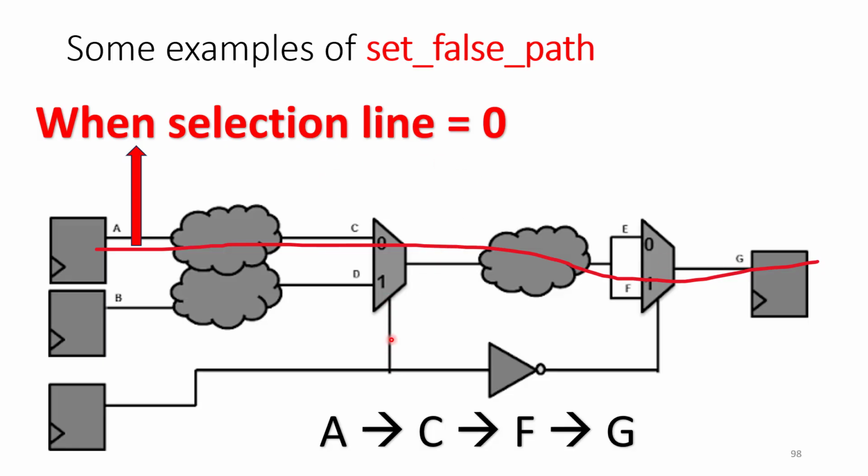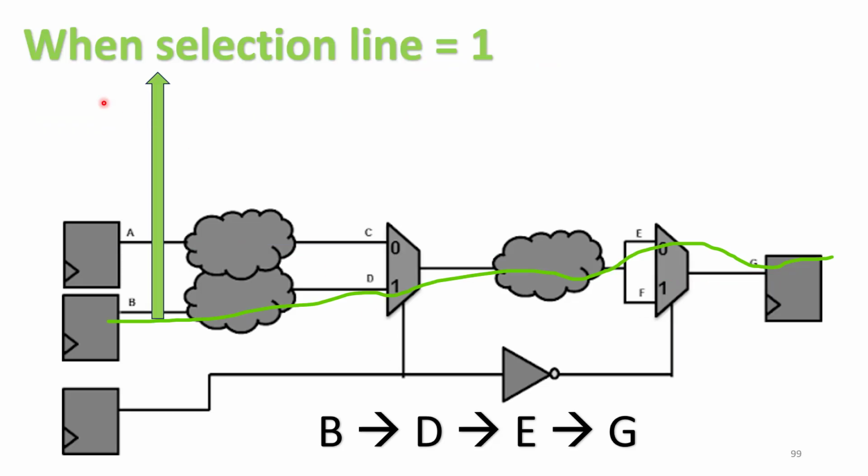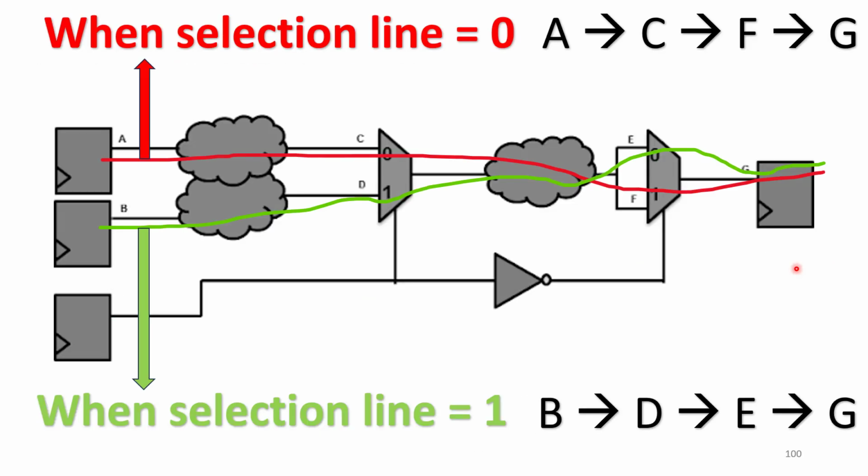Means here if selection line is equal to 0. When selection line is equal to 1, after passing through the inverter, here it will become 0. So there exists a path from B, D, E, G. So from B, it will enter through the D pin of the multiplexer and it is going to E, and finally going to G.